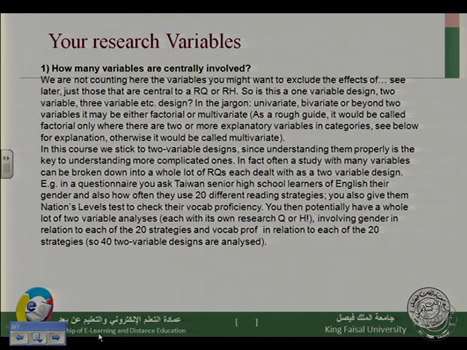So from the beginning, you need to decide on this, so you know the design of your research. In the jargon, in the terminology, it's called univariate, bivariate, or beyond two variables. It may be either factorial or multivariate. Do not bother yourself with these terminologies. This is just to give you a flavor of the terminology of research. When you meet them, you would say, well, yes, I have taken these words from the course. It's not meant to discuss them or explain them in detail, but just to give you a flavor.